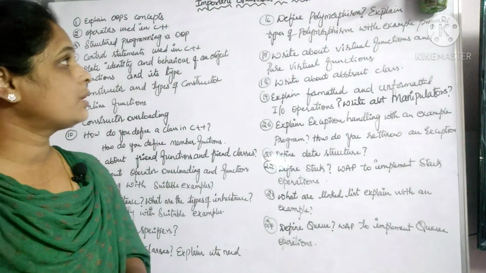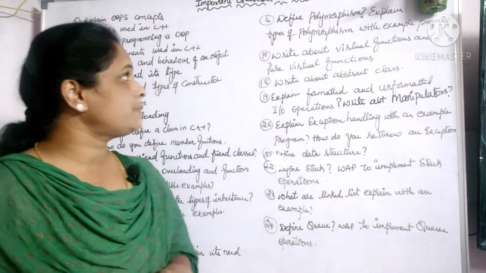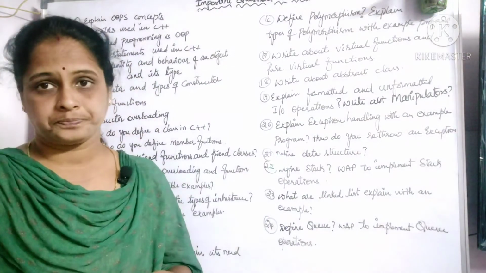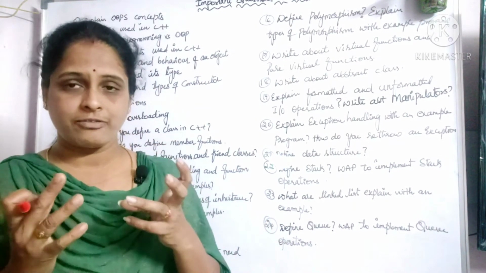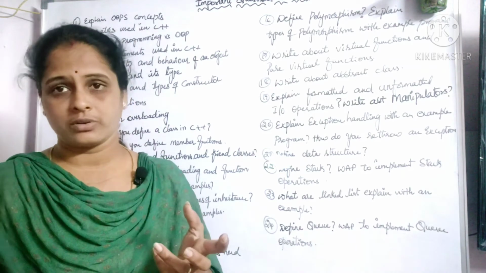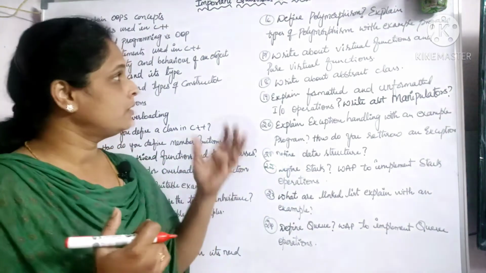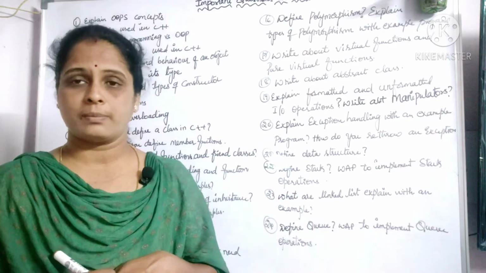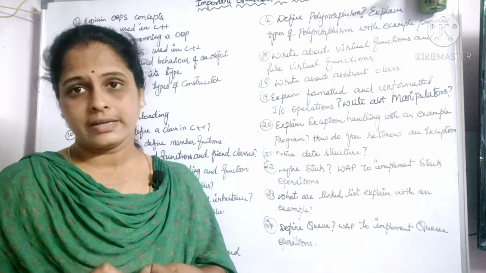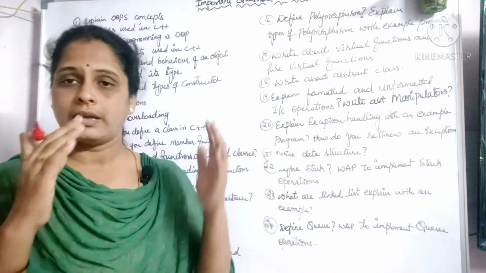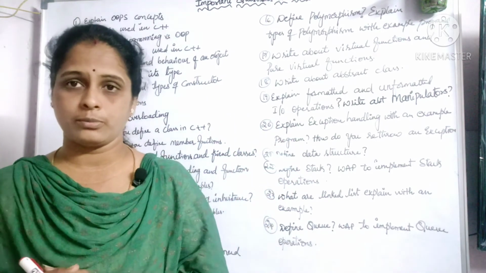Coming to the next one, what is polymorphism? Explain different types of polymorphism. Here polymorphism, as you know, having more than one form is polymorphism. Or here, types of polymorphism, you talk about runtime polymorphism and compile time polymorphism. Under runtime polymorphism you have some, under compile time polymorphism you have some.